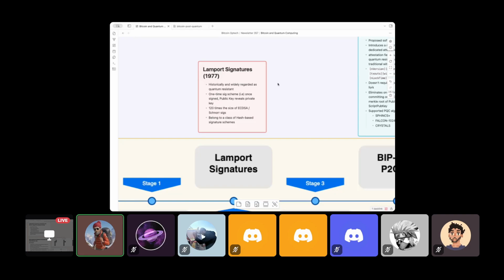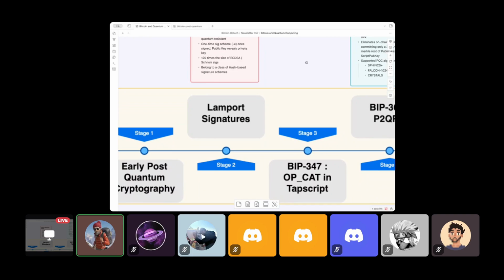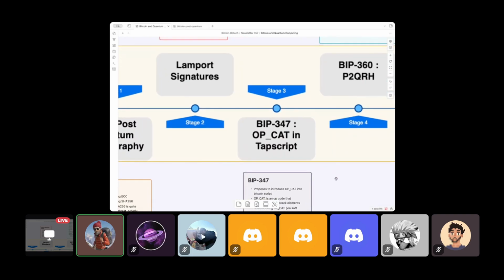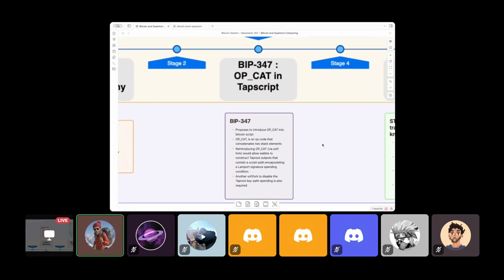And as we saw last week, quantum computers will hopefully be very good at breaking elliptic curves, but not hashes. Hashes are a lot more challenging for a quantum computer to break. So that's why this Lamport signature scheme is being looked at as a potential for quantum resistant cryptography. Then there is another proposal to introduce an opcode called OP_CAT in Bitcoin script.